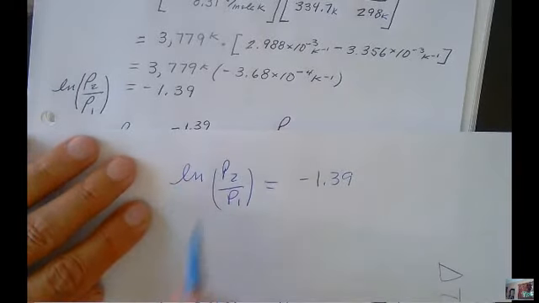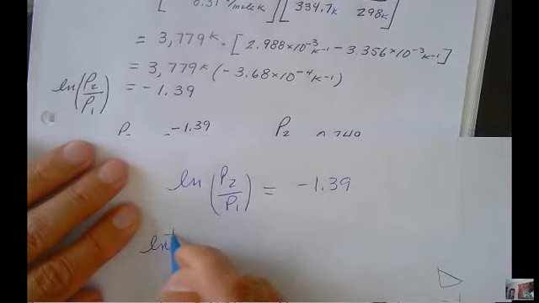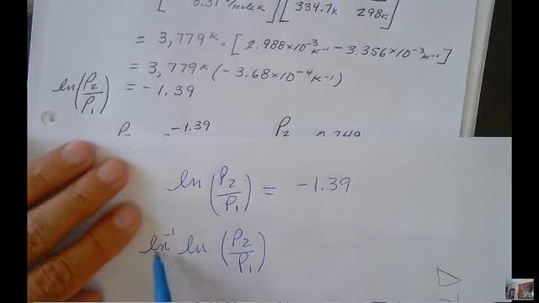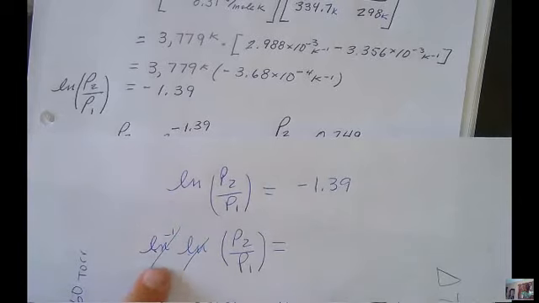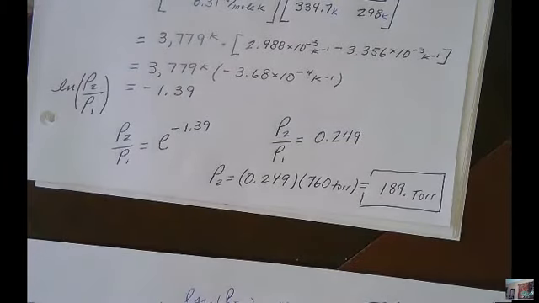I'd say to myself, to get rid of that, I need to take the antilog, which is the same thing as e, of the log of P2 over P1. The antilog of the log will cancel out, and I'll just get P2 over P1. But I have to do whatever I do to this side, I have to do to the other side. So if I took the antilog of this side, I have to take the antilog of that side. Guys, folks, the antilog is e.